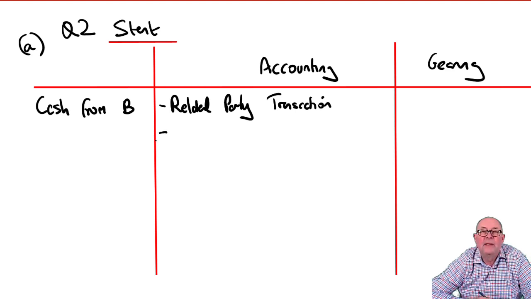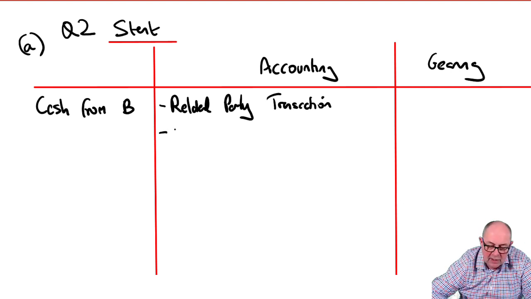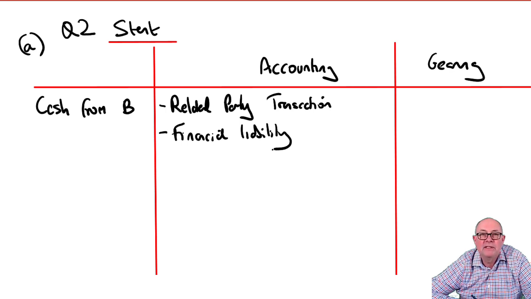In addition, if someone gives me money and at some stage I've got to repay it, it looks to me like it's the nature of a loan. So when I get money, that's a financial liability. Maximize your knowledge marks: the definition of a financial liability is a contractual obligation to deliver cash.